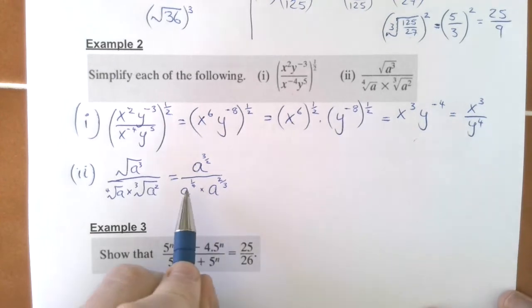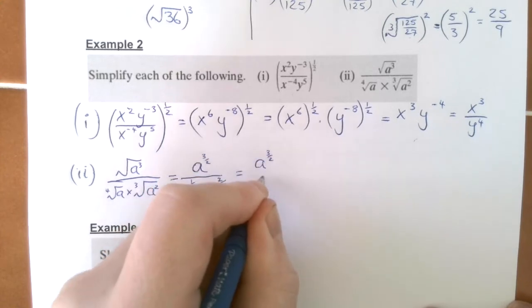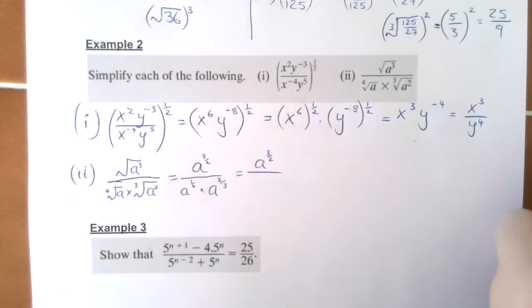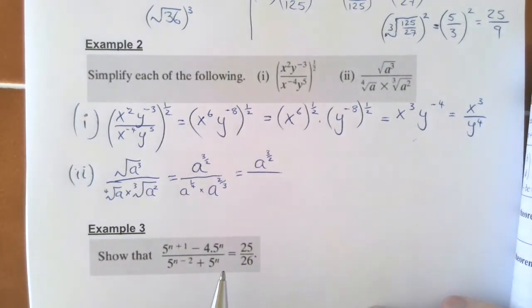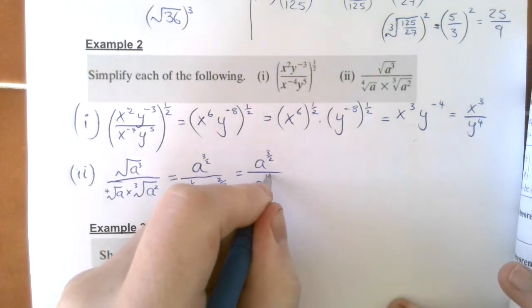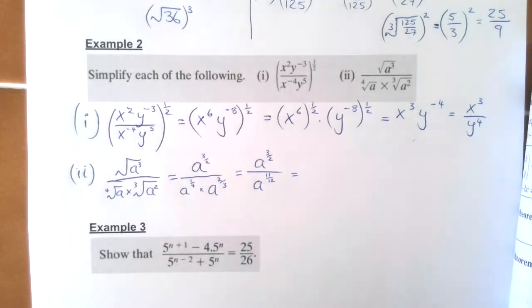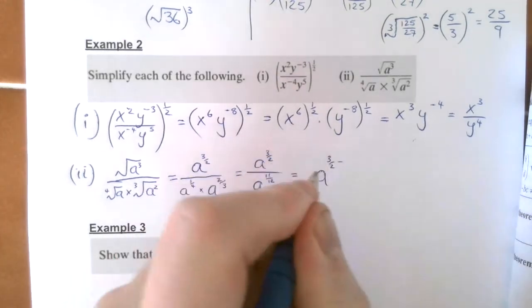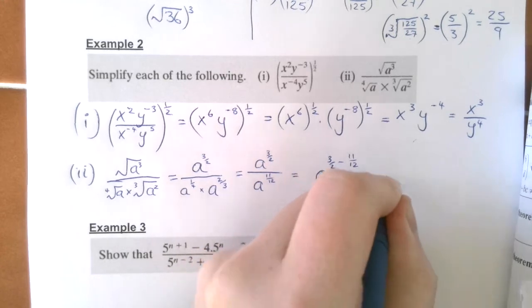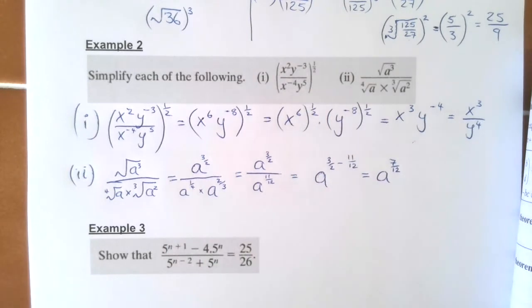Now, if we're multiplying these by each other, we need to add the powers together. So the top part stays the same, a to the power of 3 over 2. The bottom part, using the very first law of indices, we can add the powers together. To add the powers together here, it's going to be a to the power of 11 over 12. And then the final part is to take the powers away from each other by using the second law. So it's going to be a to the power of 3 over 2 minus 11 over 12. So that would be a to the power of 7 over 12. Now those two particular examples are considerably difficult.